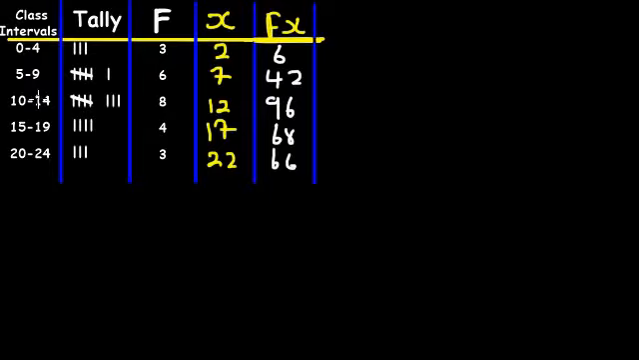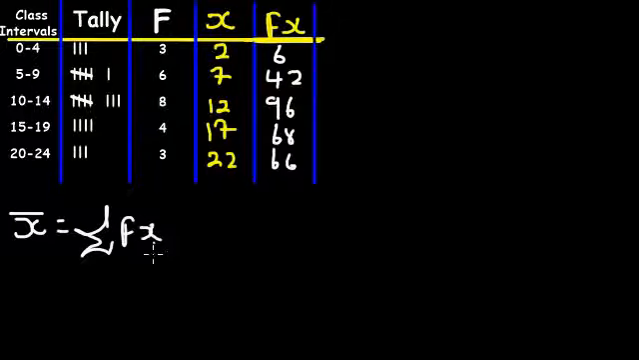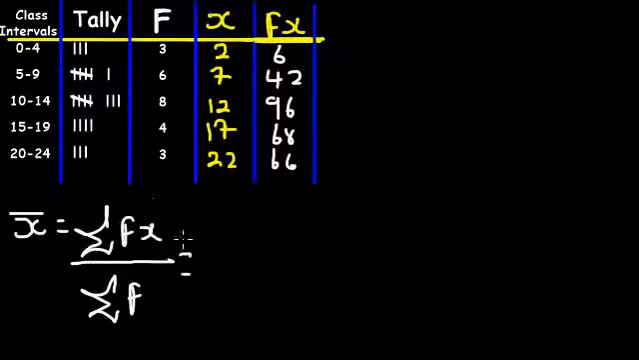So now, at this point, the goal is to find the mean. So how do we find the mean? As you can clearly see, this is grouped data, so the mean is going to be the summation of fx divided by the summation of f. So what is the sum of the frequency? 3 plus 6 is 9, 9 plus 8 is 17, 17 plus 4 is 21, 21 plus 3 is 24. So we got 24 for that.